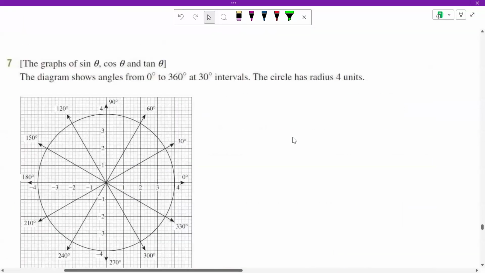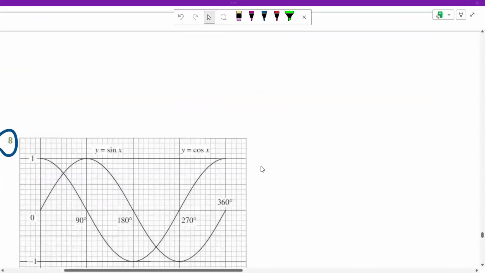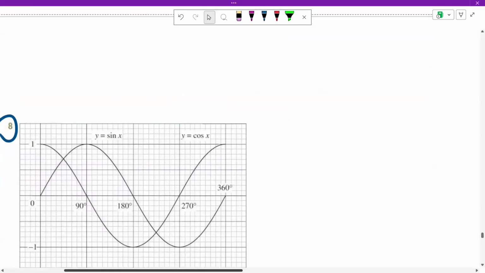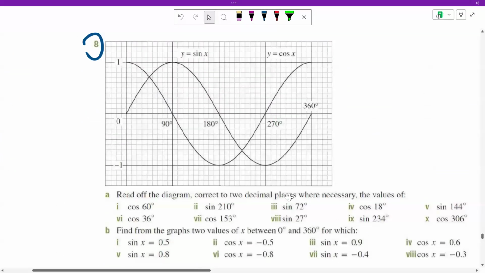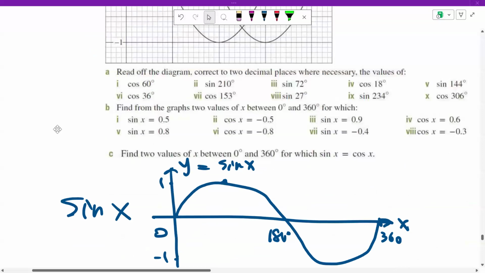Take some time to calculate question 7. I think the question is put in there for a reason, because that's the way you can get your head around who they really are, right? So what is question 8? Question 8 is: read through the diagram, correct to 2 decimal places where necessary, the value of this. This is the first time you have been exposed to the sine, cosine diagram. So this is also good, but it may not fully make sense to you at this stage. So also give question 8 a try.